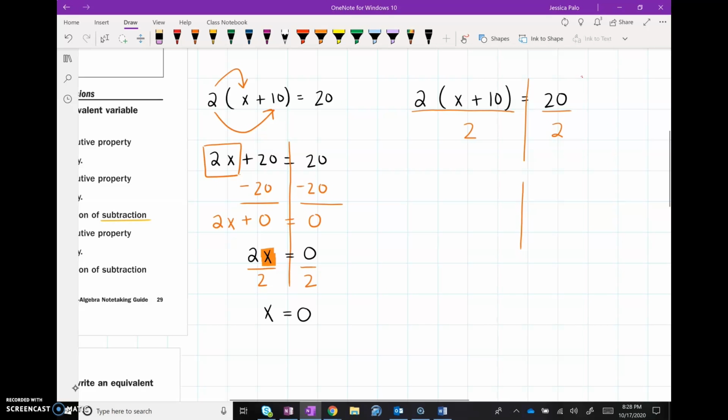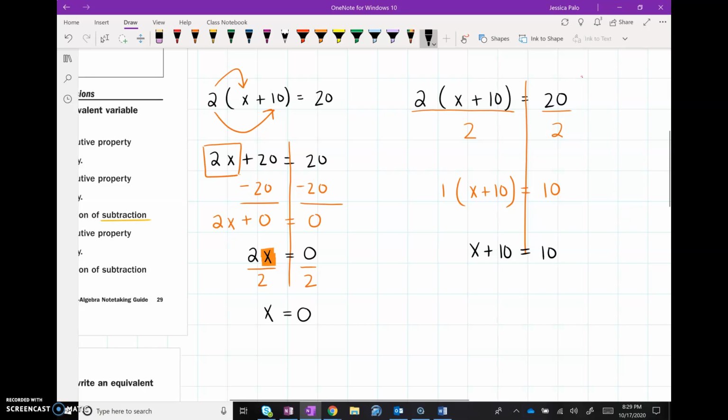What happens when I divide by 2 on the left side of the equation? Well, we know 2 divided by 2 equals 1, so we're left with 1 times the quantity x plus 10, and that's equal to 20 divided by 2, which is 10. 1 times a number is that number, so if we were to distribute 1 to the quantity x plus 10, it would still equal x plus 10. So I'm just going to rewrite this as x plus 10 equals 10.